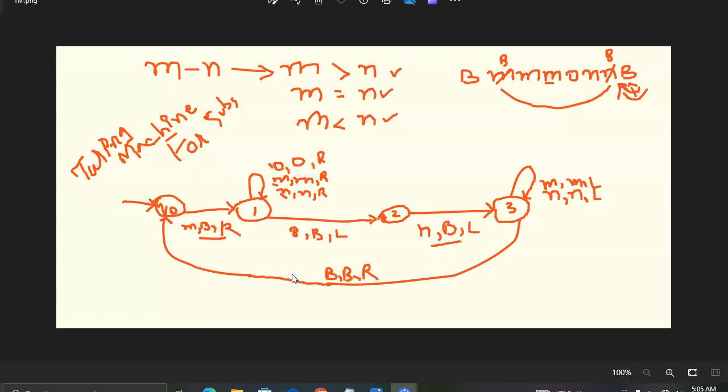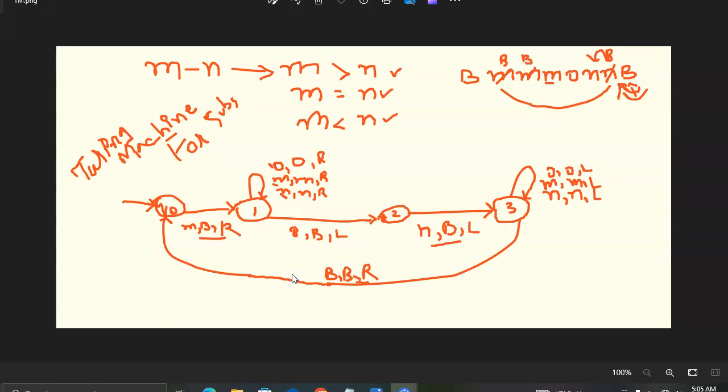Then we move towards where? Left. Again we leave whatever comes in the way, either M, N or 0, as it is, while moving towards the left. Upon reaching the leftmost blank, we start moving towards the right. And upon reaching the right, we convert the first M again into a blank.